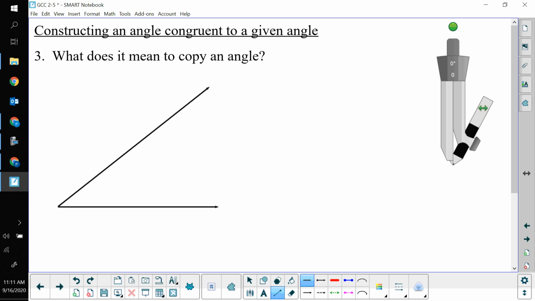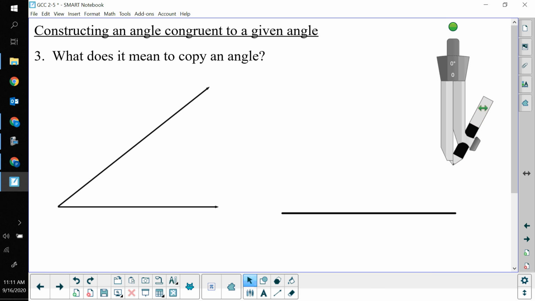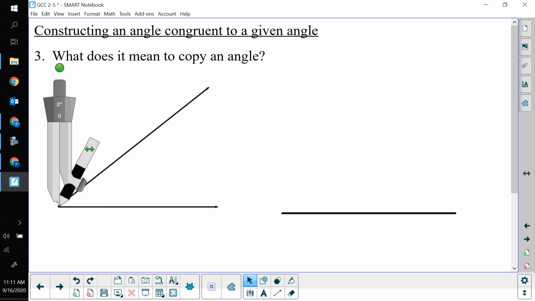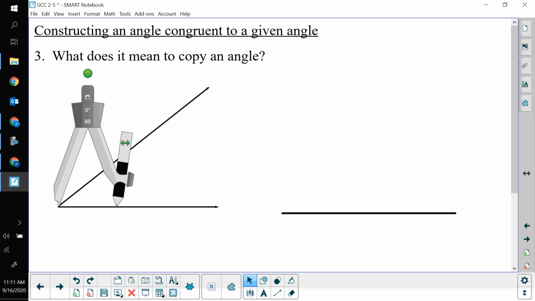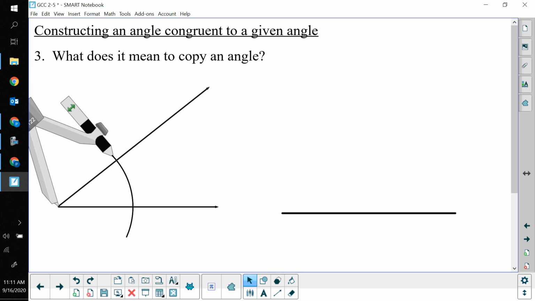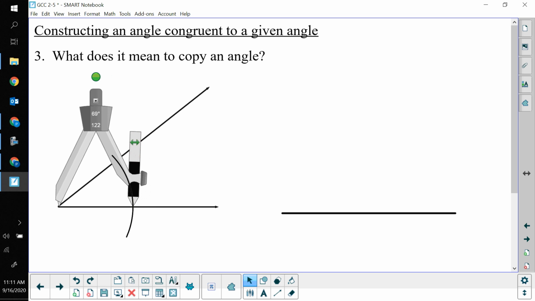So to copy an angle, first thing we want to do is we take our straight edge and we draw ourselves a line segment. Next thing we're going to do is we're going to go over to our original angle, and you're going to put your point on the vertex of the angle. And then what we're going to do is we're going to swoop our compass so it hits the angle in two spots, once on each side.